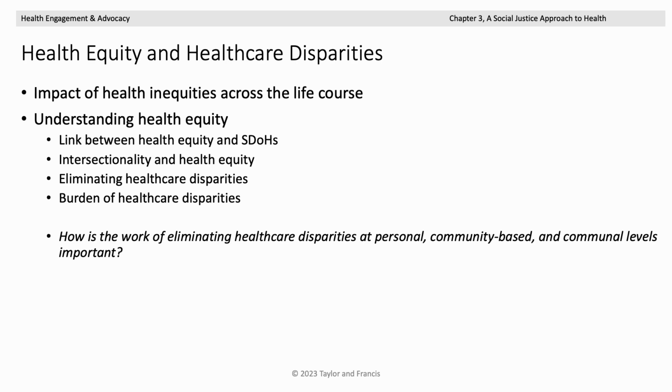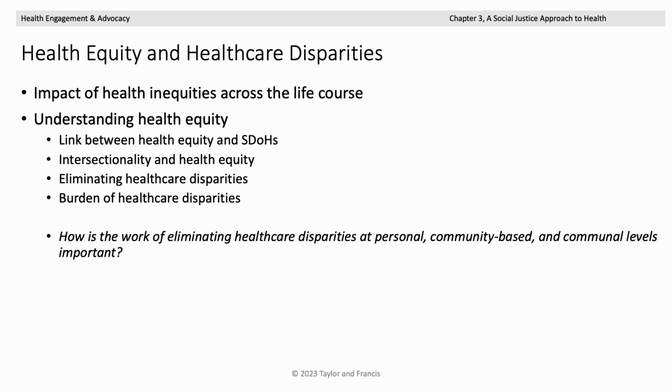Now we connect our vocabulary to lived longitudinal impact. Health inequities don't just appear at a single moment. They accumulate across the entire life course, from prenatal conditions through aging. Understanding health equity requires linking it explicitly to the social determinants of health, and again to intersectionality, since disparities compound across overlapping identity categories.